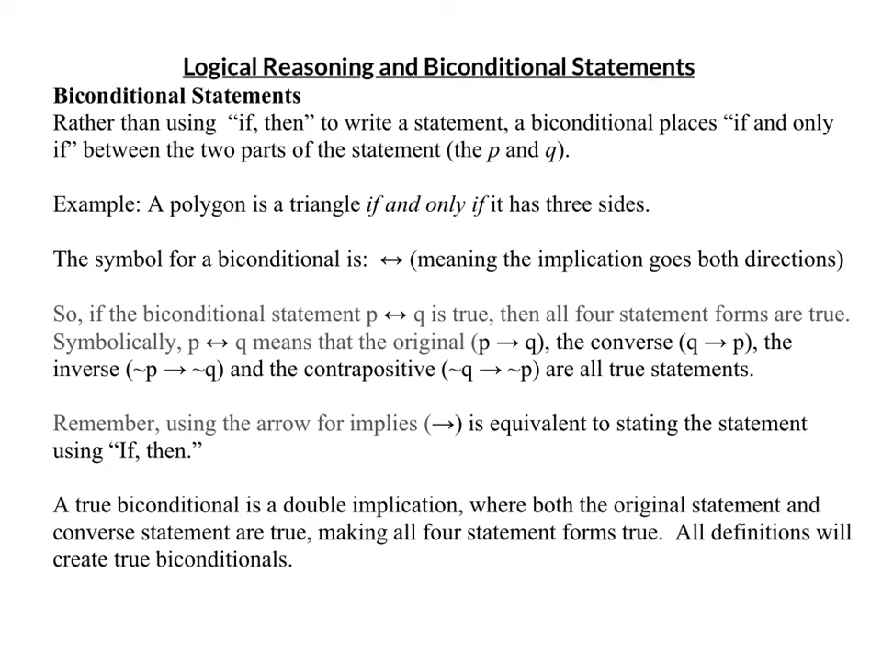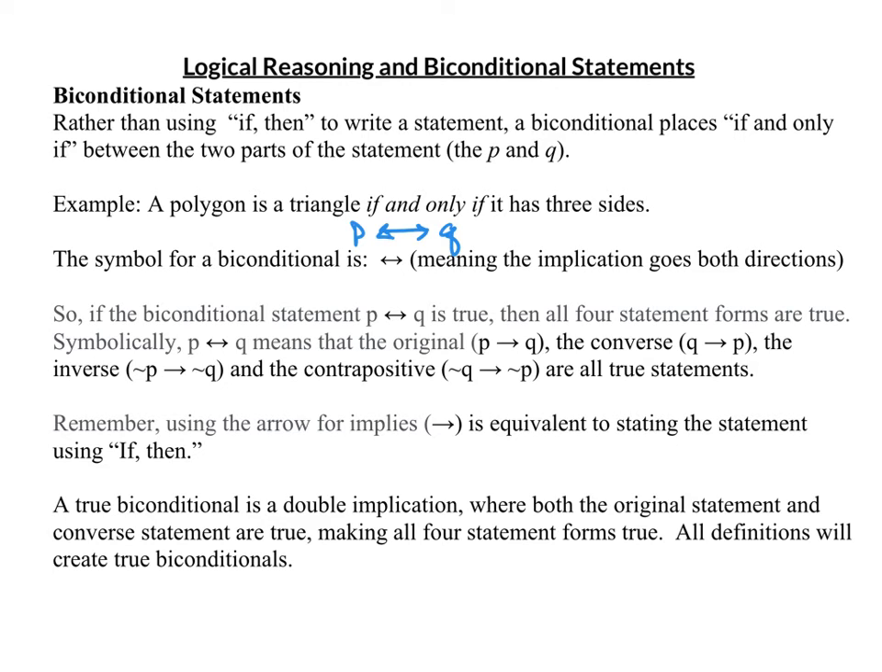The last thing we're going to talk about is biconditional statements. I believe I mentioned this briefly in another video. A biconditional statement is when we use "if and only if" between our two parts, our P and our Q. So we don't use if-then. It doesn't begin with "if." In the middle, we should see "if and only if." An example: a polygon is a triangle if and only if it has 3 sides. When we write this down, we use a double arrow showing that the implication goes both directions.